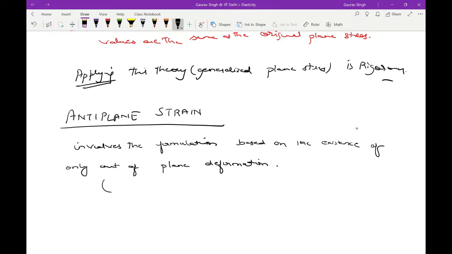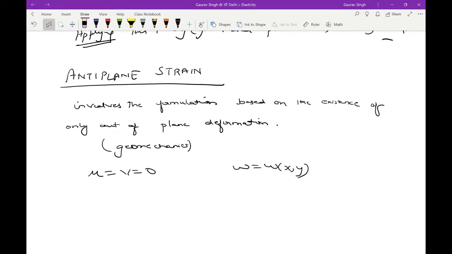This is normally used in, say, geomechanics, where the specimens are buried deep inside the earth, like a rock, and the deformation is best defined out of the plane because the in plane ones are constrained. So in plane components of displacement are zero, out of plane clearly exists. The strain field is quite simple in this case.